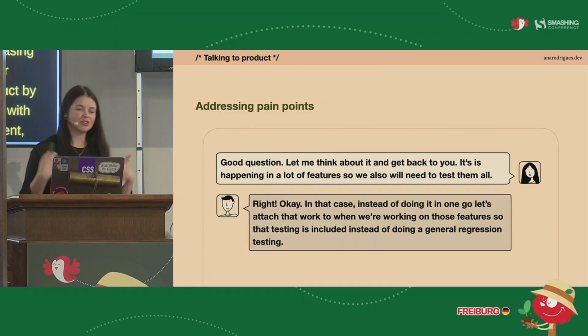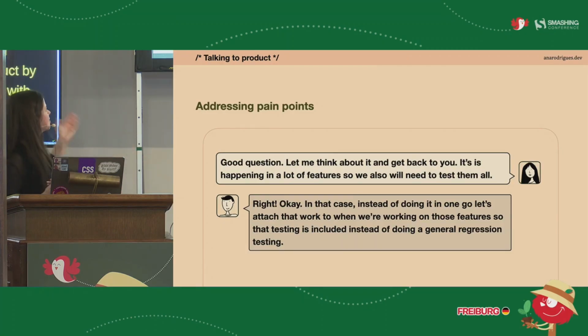So actually, in this example, it may come from product themselves. Like, OK, in that case, instead of doing it in one go, let's attach that work to when we're working on those features so that testing is included instead of doing a general regression testing.